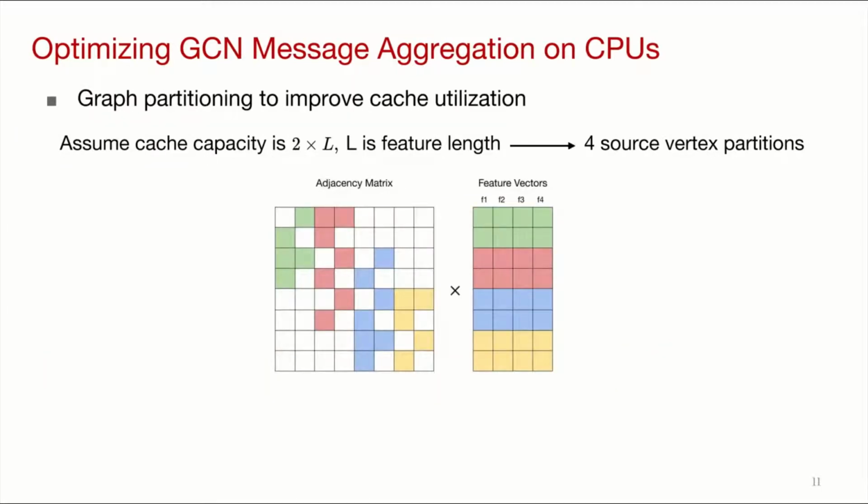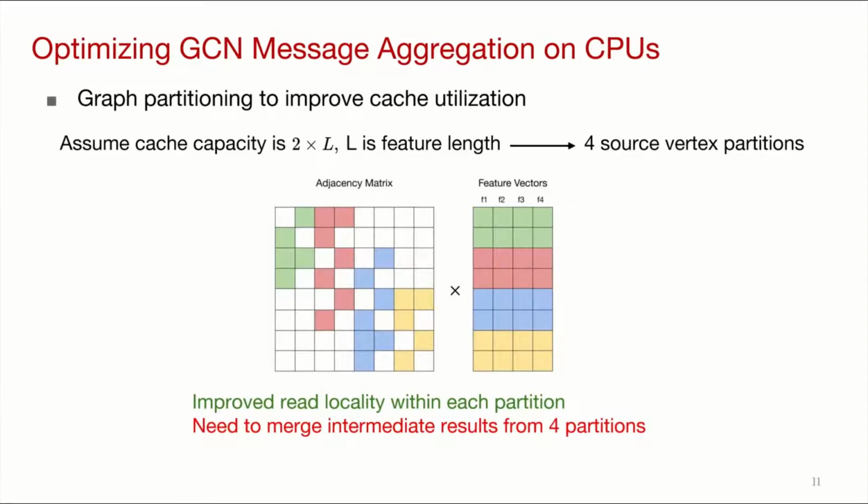Now let's look at how to optimize it on CPU. Graph processing on CPU is known to be challenging, and the biggest problem is low cache utilization. Prior works try to improve locality in graph traversal by doing graph partitioning. One method is 1D partitioning, which partitions the source vertices. Assume the cache capacity is able to hold 2 vertices. 1D partitioning then partitions the 8 vertices into 4 segments so that each segment fits into the cache. This improves the read locality within each segment.